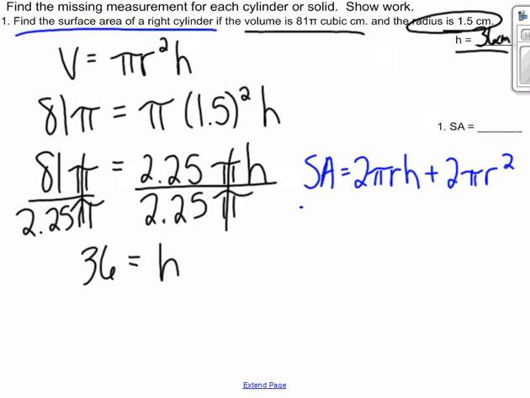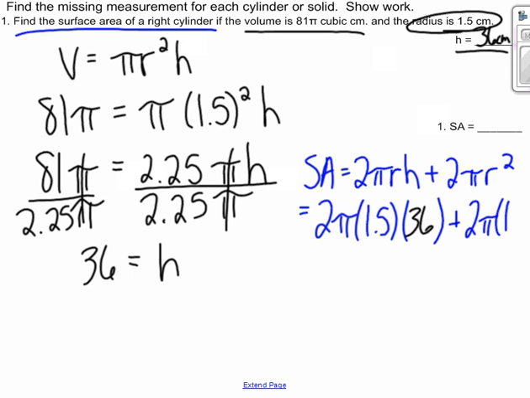So I'm just going to plug everything in. So 2 pi radius is 1.5. My height was 36. That's what I figured out from before. Plus 2 pi and then 1.5 squared. So when I type all that in my calculator, I get 353.4 centimeters squared. Oh, I should have wrote that there.